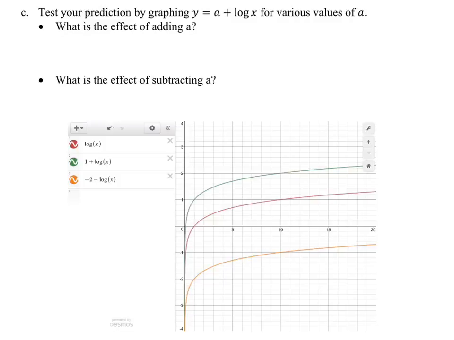I've gone ahead and looked on Desmos to see what happens if I add a number. So I did 1 plus log x. That is this green graph on top. And then if I did negative 2 plus log x, that is the graph on the bottom. We should notice that when I add a number, everything moves up the exact same amount. So all of these went up 1. So adding a is going to move your graph up a units.